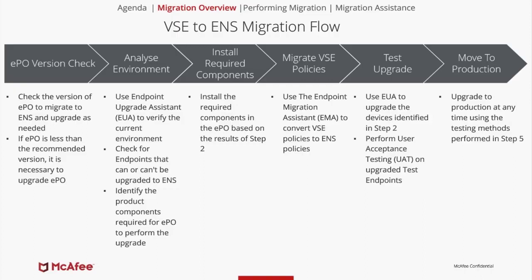And that flows right into the next step: install any required components that you need to perform the migration. Then, once you've analyzed the environment and taken care of everything in the prior steps, you want to migrate your VSE and other legacy product policies using the Migration Assistant. And once that's been completed, you can do a test upgrade on a small subset of systems to make sure that everything works well. And once that's done, you move to production and get the rest of your environment upgraded.